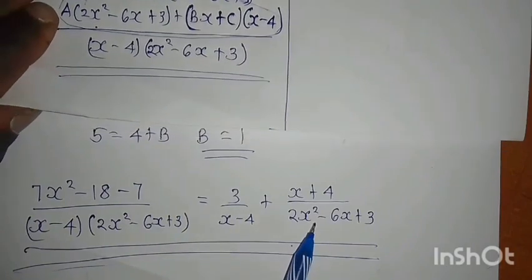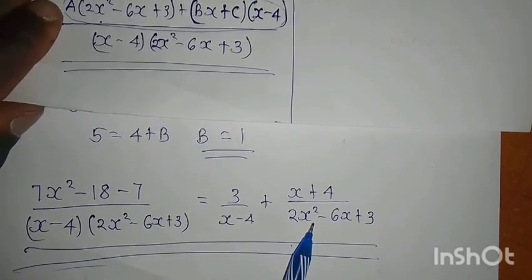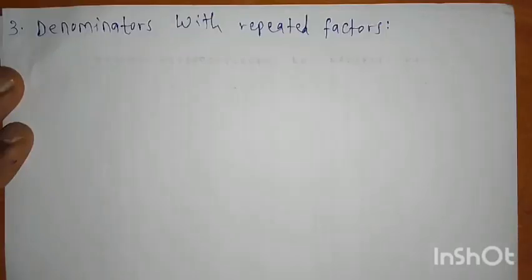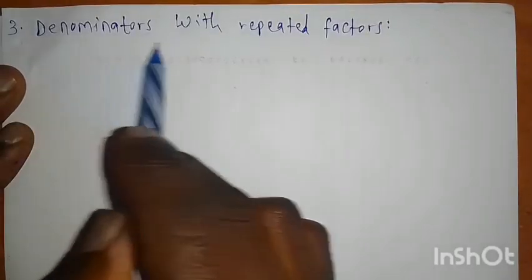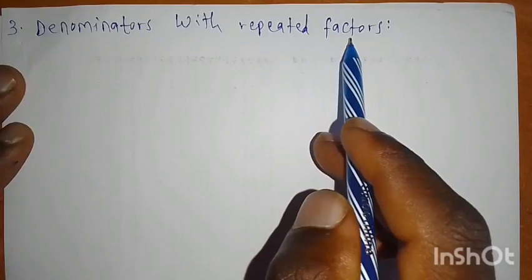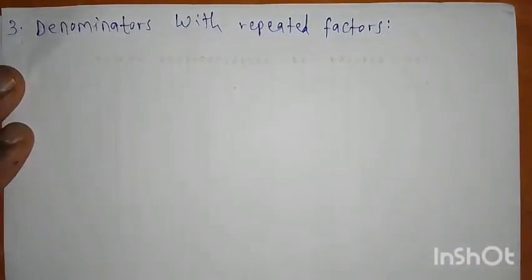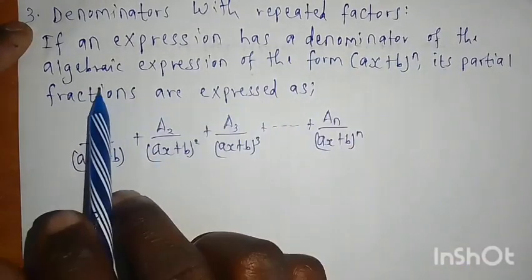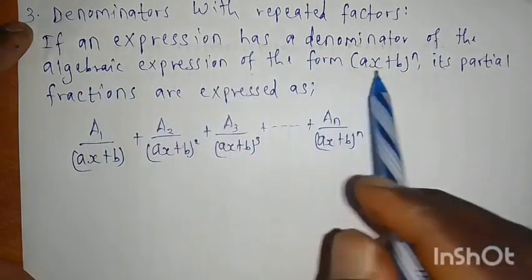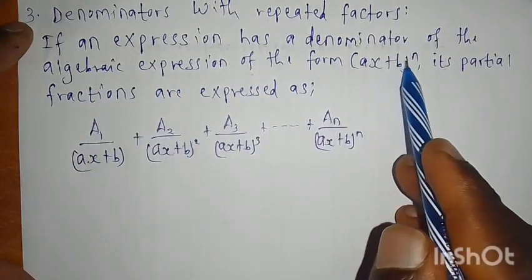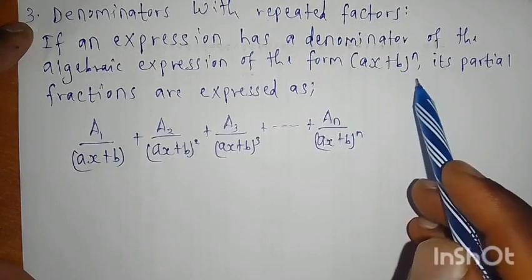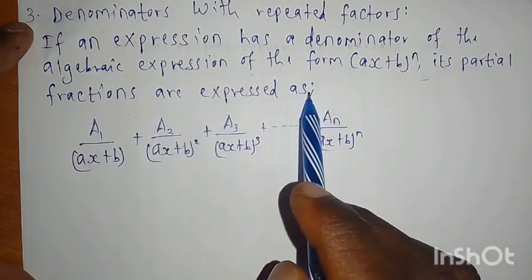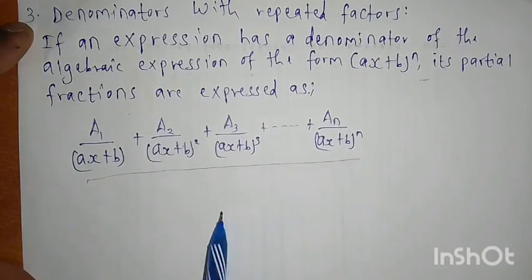Well, so now we proceed to the third class of the partial fraction. So here we have the denominators with repeated factors. So we see, if an expression has a denominator of the algebraic expression with the form ax plus b raised to the power of n, its partial fractions are expressed in this form. So we will just illustrate this using an example.